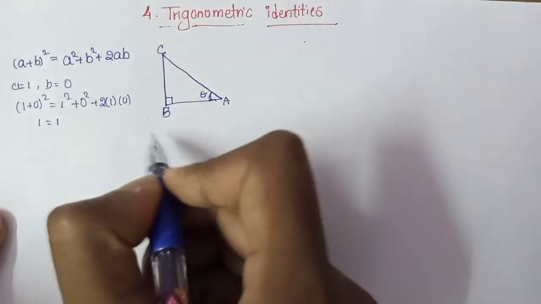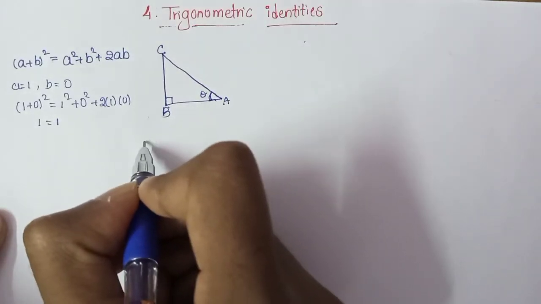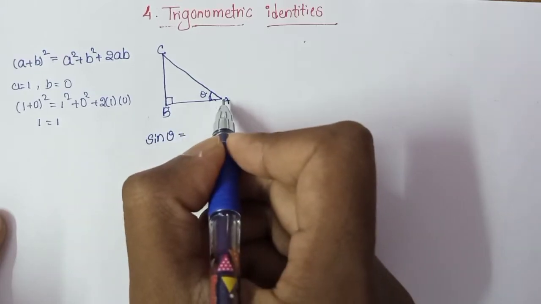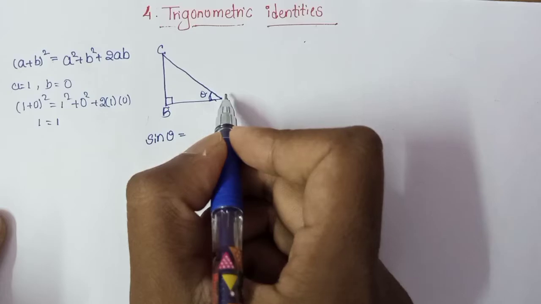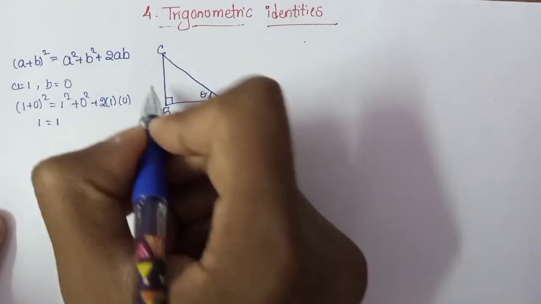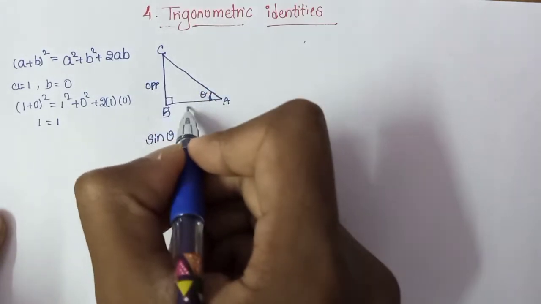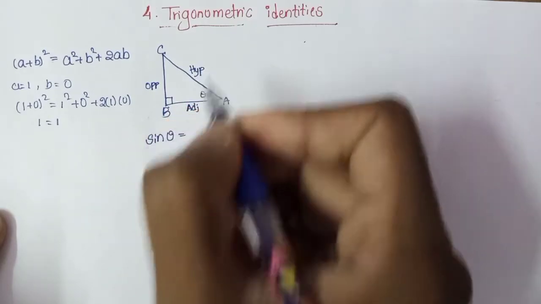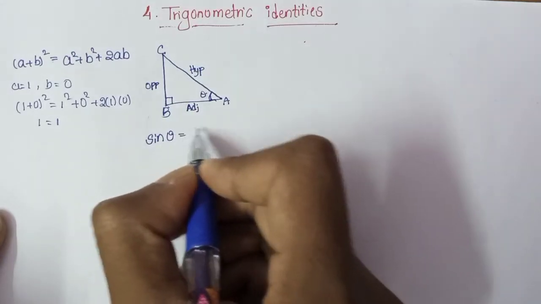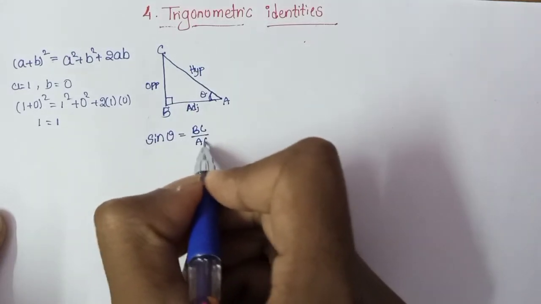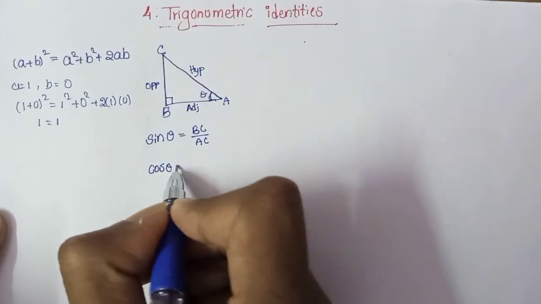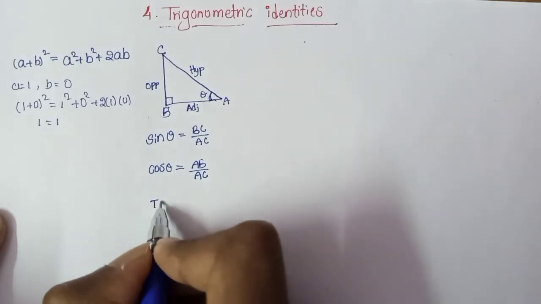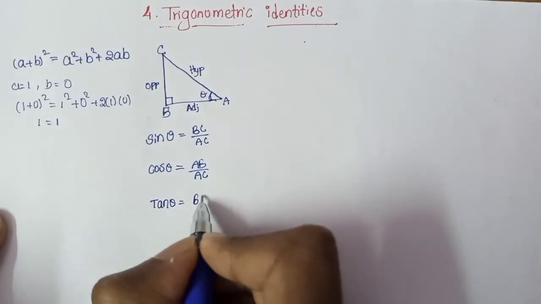So we know the different trigonometric ratios. One is sine theta. Sine theta is equal to what? Opposite side by hypotenuse. For this we fix the theta. So this is the opposite side, this is the adjacent side, and this is the hypotenuse. So sine theta is BC by AC. Cos theta is equal to AB by AC. Tan theta is equal to BC by AB.